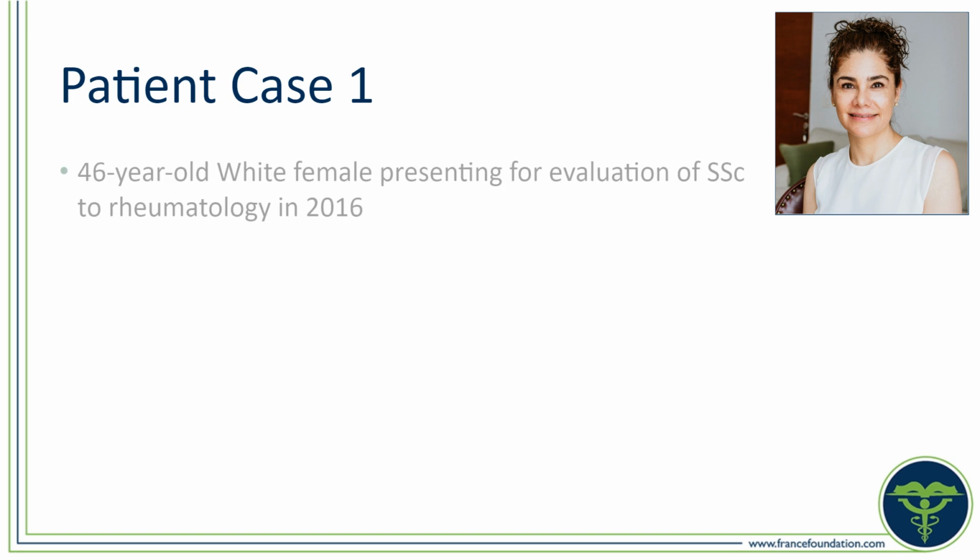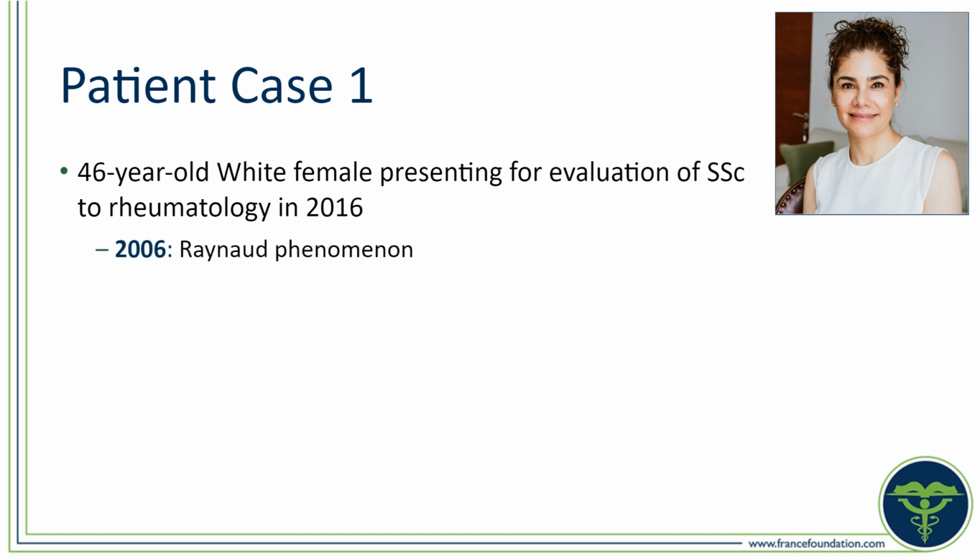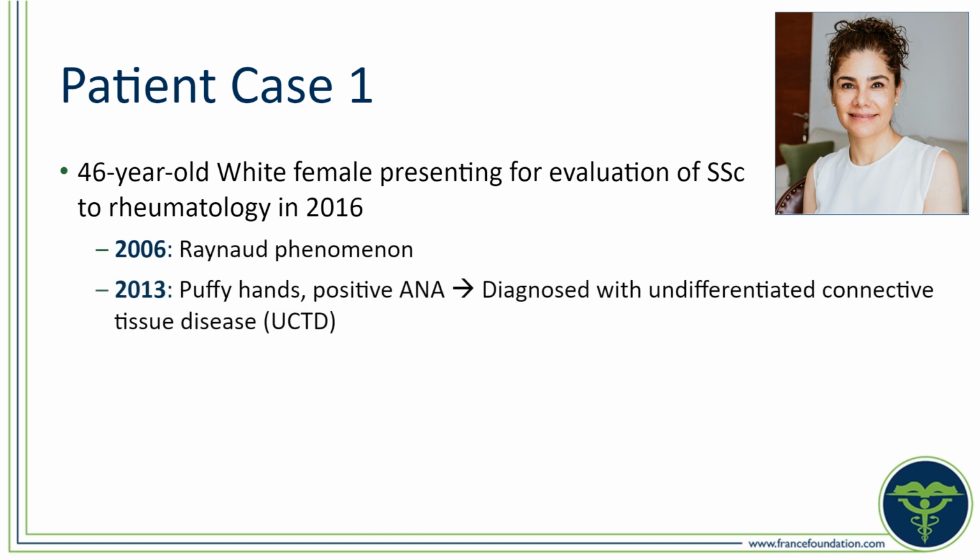Our first case is a 46-year-old white female presenting for evaluation of SSc to our rheumatology clinic in 2016. But her history dates back to 10 years prior, when in 2006 she developed Raynaud phenomenon. And then in 2013, she developed puffy hands and was found to have a positive ANA. At that time, she saw a community rheumatologist who diagnosed her with undifferentiated connective tissue disease.